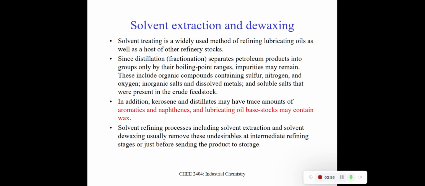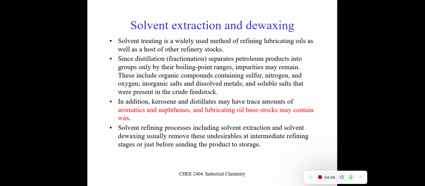So there are intermediate refining stages, and the solvent refining process includes solvent extraction and solvent dewaxing. Solvent dewaxing is generally where the wax is removed from the asphaltic material or the crude oil in such a way that we have to preheat that crude oil, and the wax precipitates in the bottom of that fractionator, and we can remove that wax.